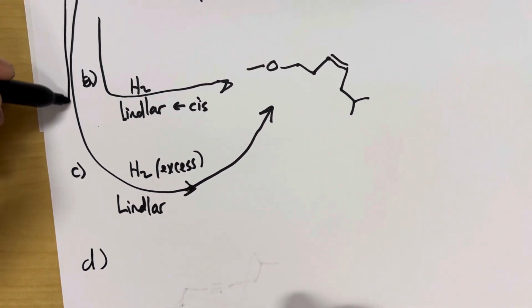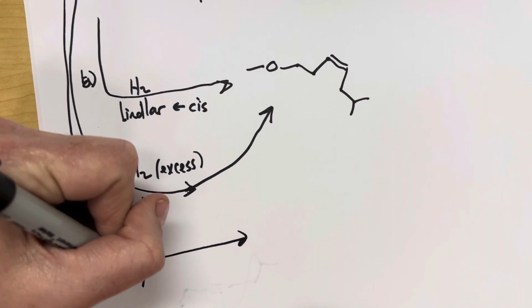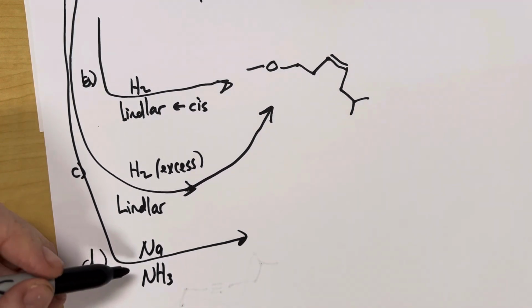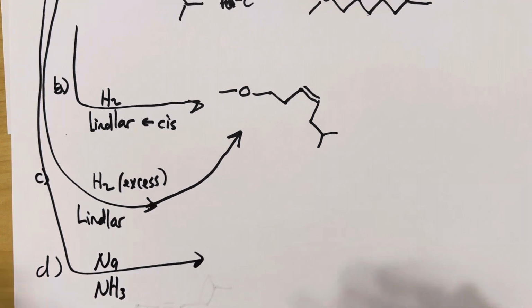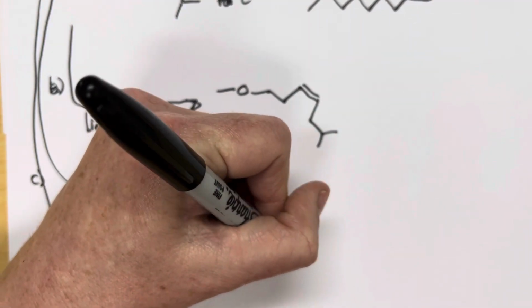for D, it asks us to add Na and NH3. Now this is just one equivalent. If it wanted more, it would have had 2 and 2, but it didn't. And so we're going to get a very similar situation as we had here, so let's start off drawing it exactly like that.